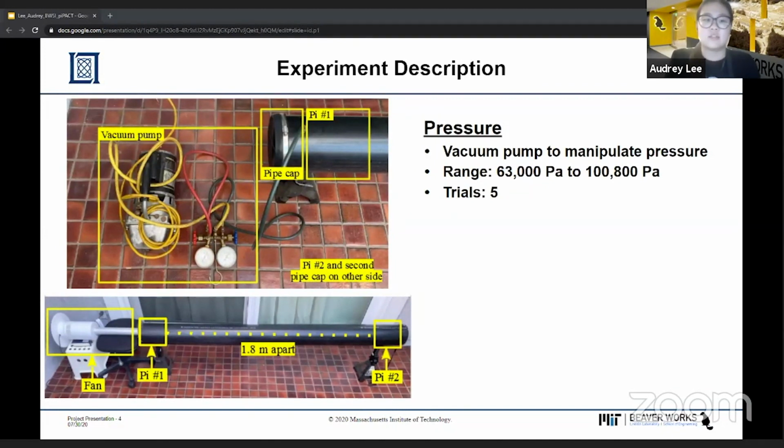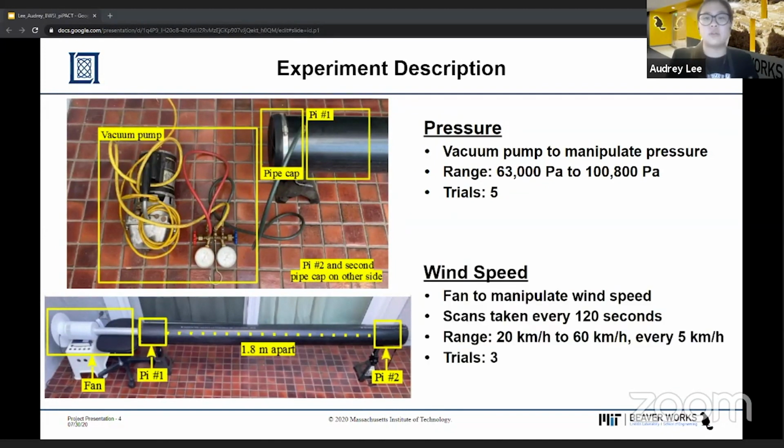For wind speed, I had to do it a little bit differently because my fan only worked at discrete speeds, so I couldn't take continuous readings like I did with the other experiments. Instead, I took readings for 120 seconds at a time at wind speeds every 5 kilometers per hour, from 20 kilometers per hour to 60 kilometers per hour. I did 3 trials for this experiment.